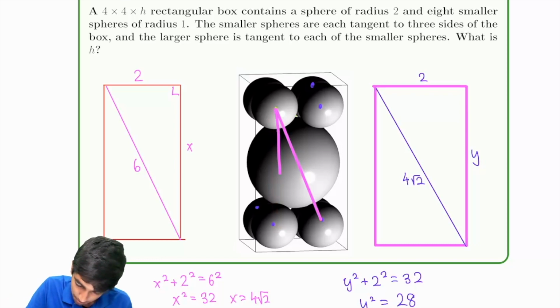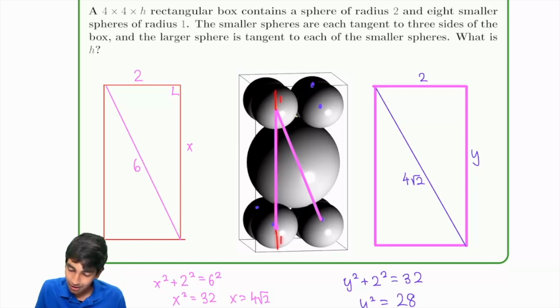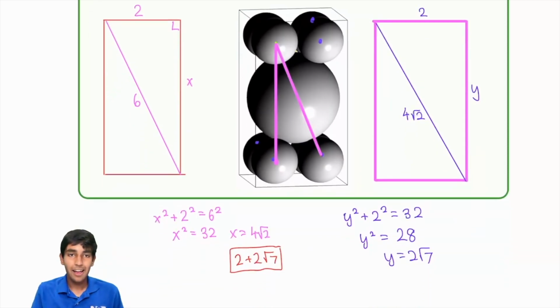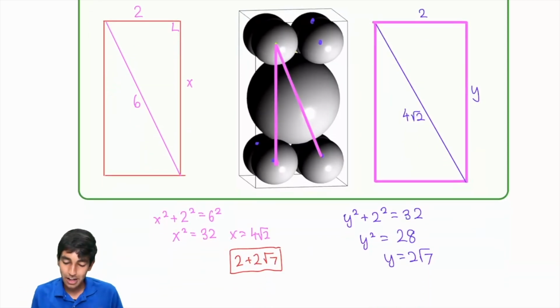From top to bottom, the height is just going to be y plus this top radius and this bottom radius. This was y, and we're adding on to that 1 and 1, a total of 2. So our answer is just 2 plus 2 root 7. And that's it. We're done.